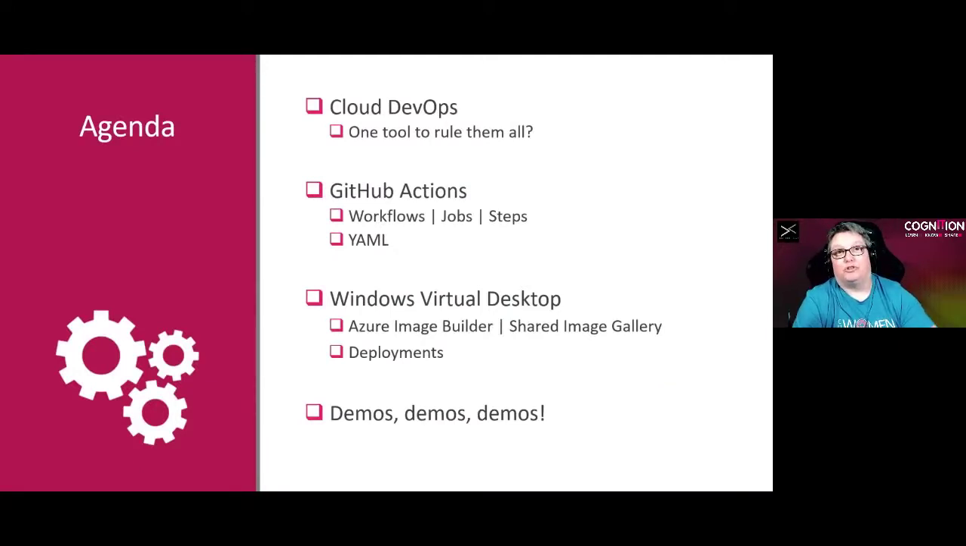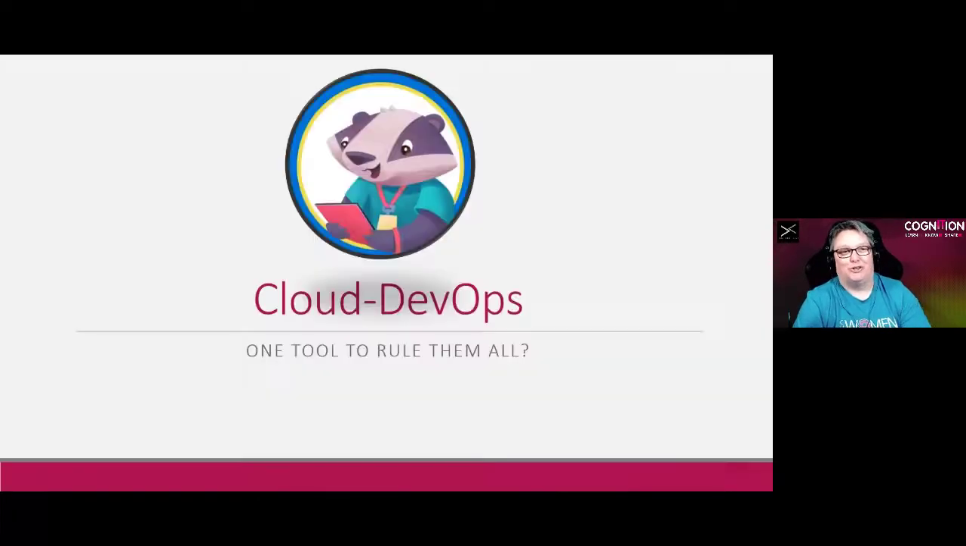We're going to focus quickly on cloud DevOps, zoom in on GitHub Actions, what they are all about, how you can use them, and then I'll focus on Windows Virtual Desktop and how I'm using GitHub Actions to automate my deployments. And of course, I have prepared some cool demos, recordings, but still the same. They're going to be cool.